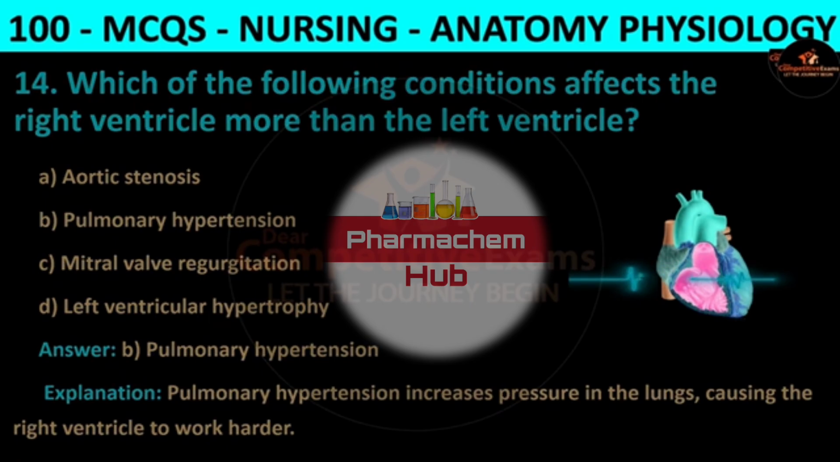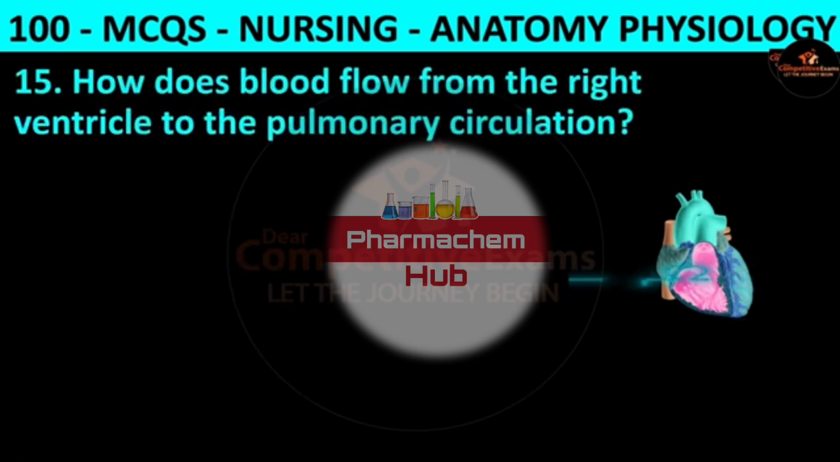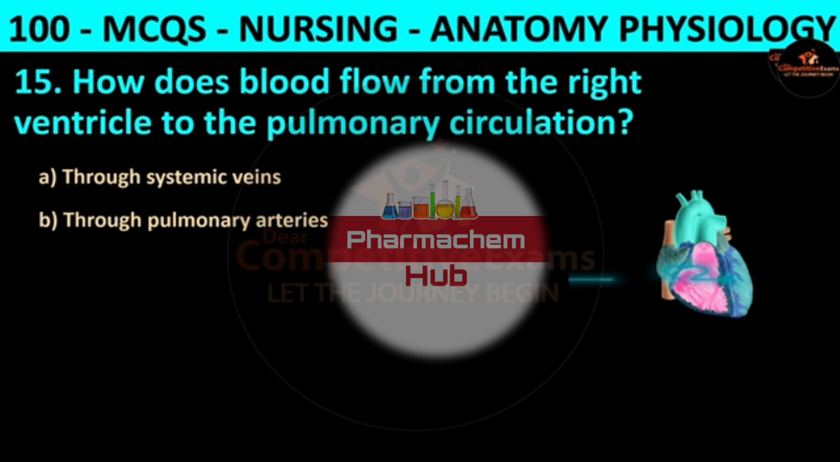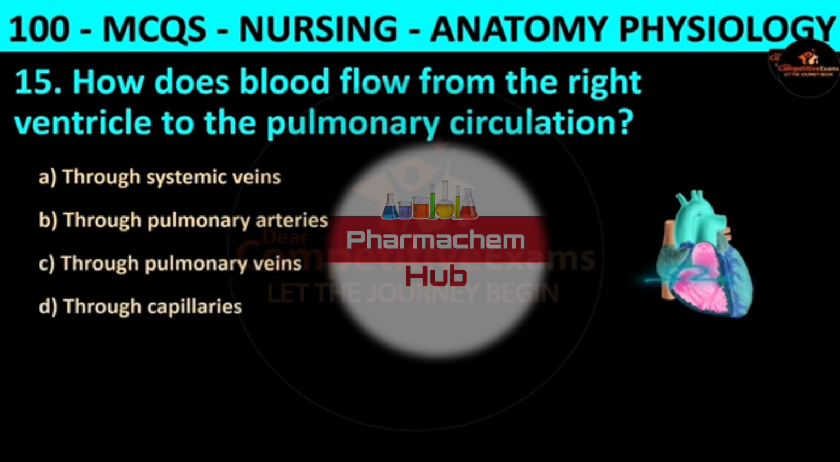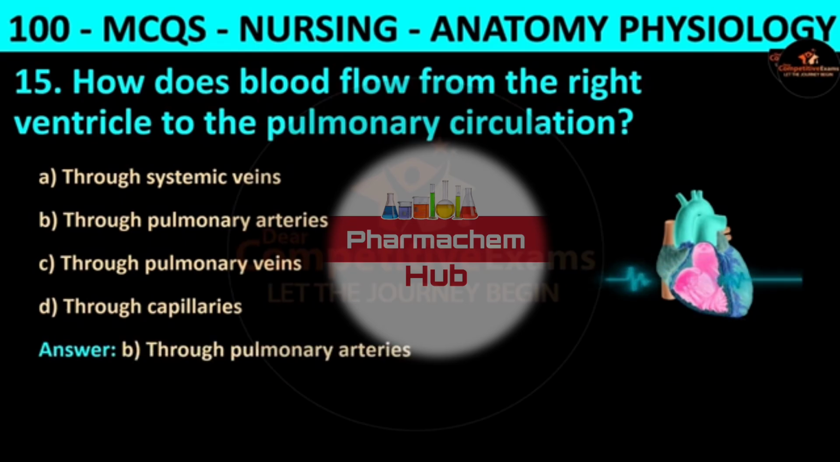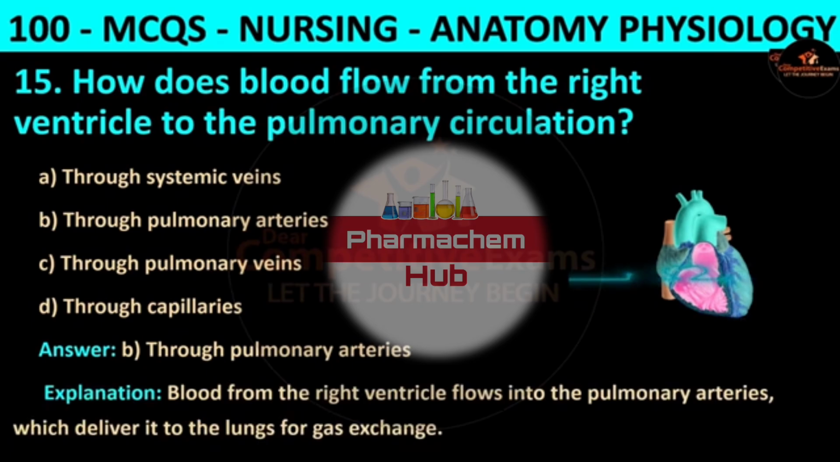Question number 15. How does blood flow from the right ventricle to the pulmonary circulation? The options are through systemic veins, through pulmonary arteries, through pulmonary veins, or through capillaries. The correct answer is B, that is through pulmonary arteries. Blood from the right ventricle flows into the pulmonary arteries, which deliver it to the lungs for gas exchange.